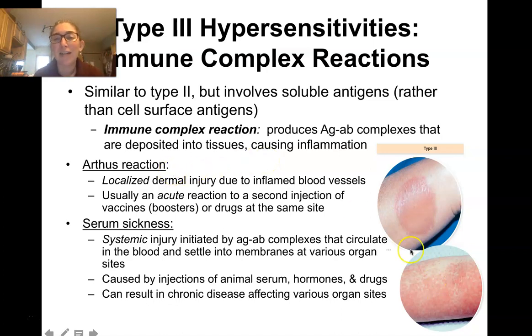Two types of type 3 hypersensitivities are the Arthus reaction, which can happen when you are getting injections of drugs or biologicals, and serum sickness, which can also happen when you are given injections like IV injections of hormones or drugs or serum or anything like that. Arthus reactions are usually localized to the site of injection, whereas serum sickness is a systemic injury. It can also cause organ failure or organ damage.